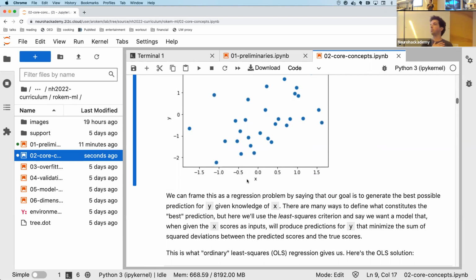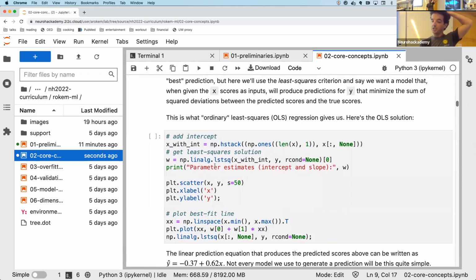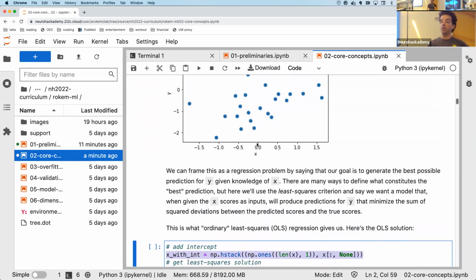Looking at these data, we can come up with a straight line that goes through this data such that the residuals, the sum of the squared errors between that line and the true y's, is as small as possible. Here, in fact, is the solution to that written out in NumPy. The first thing that we do is we take the matrix and add a column of ones, and that's to account for the fact that at 0, the line may or may not pass directly through 0.